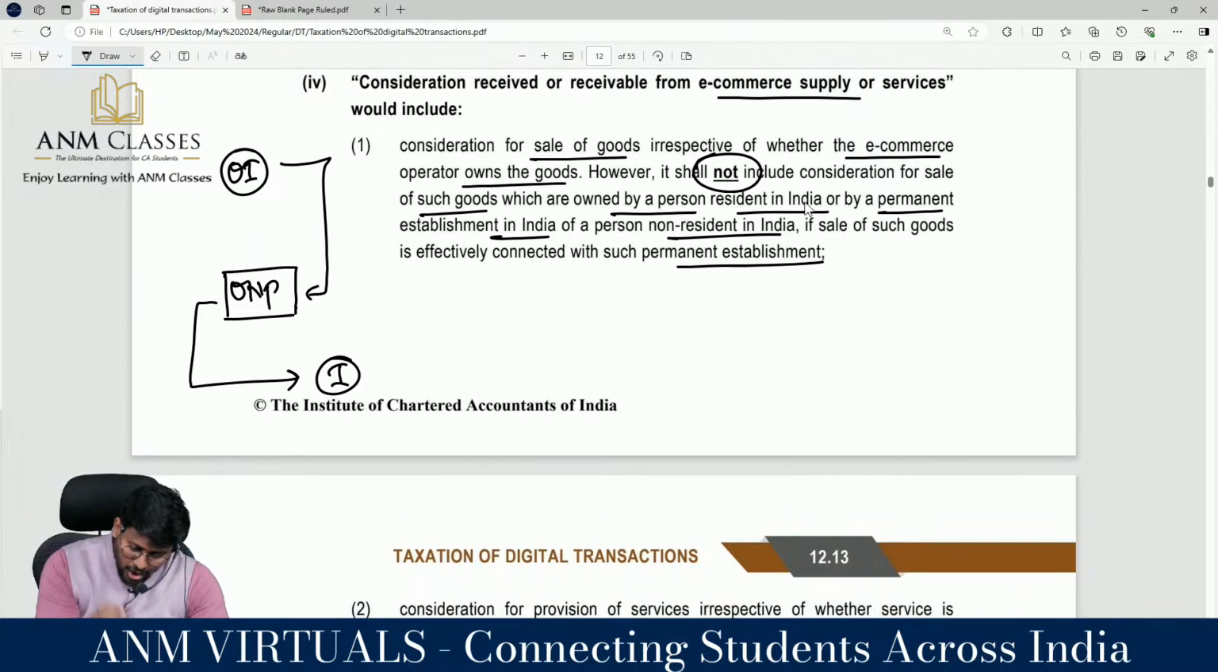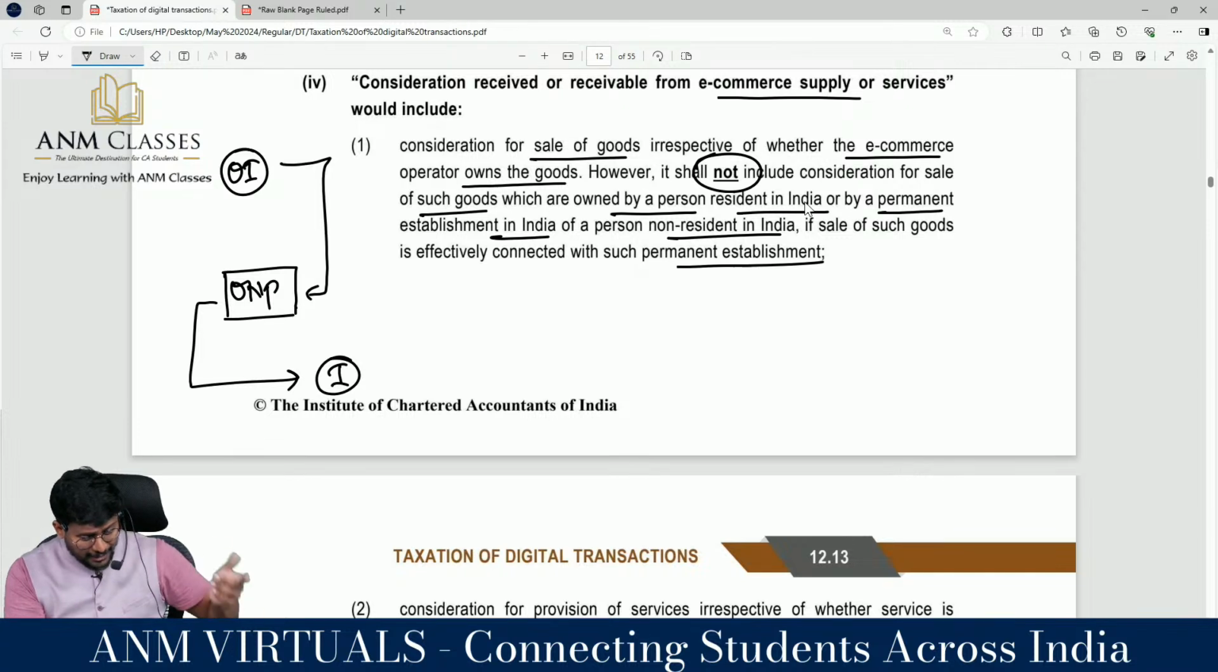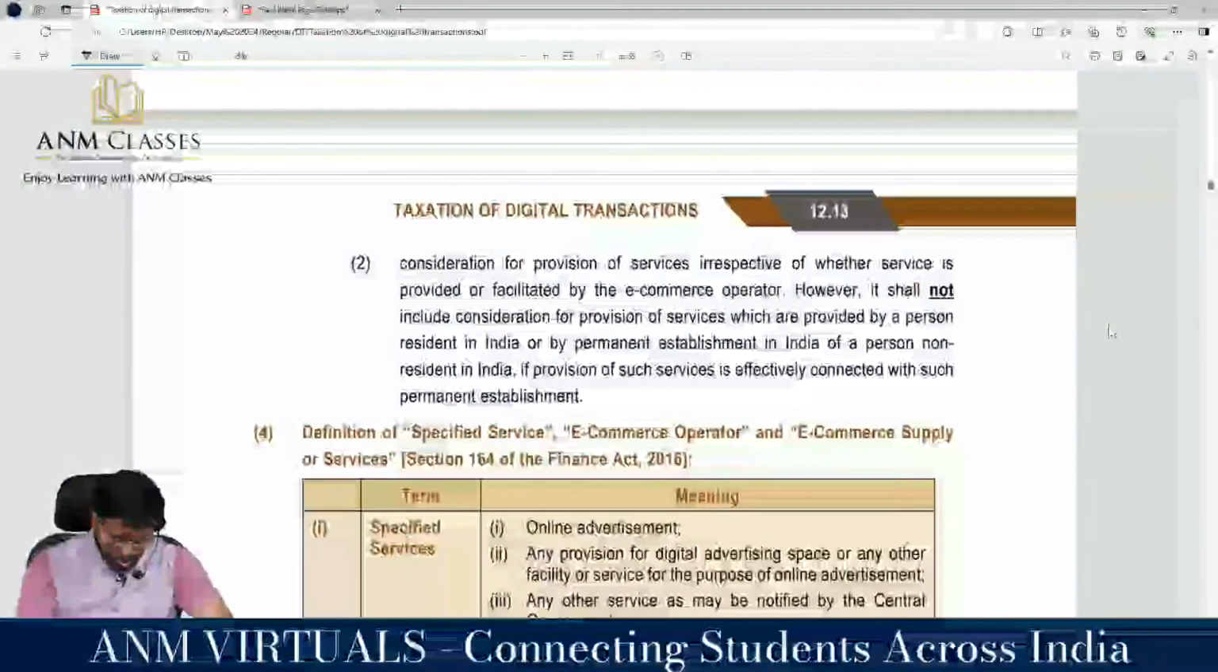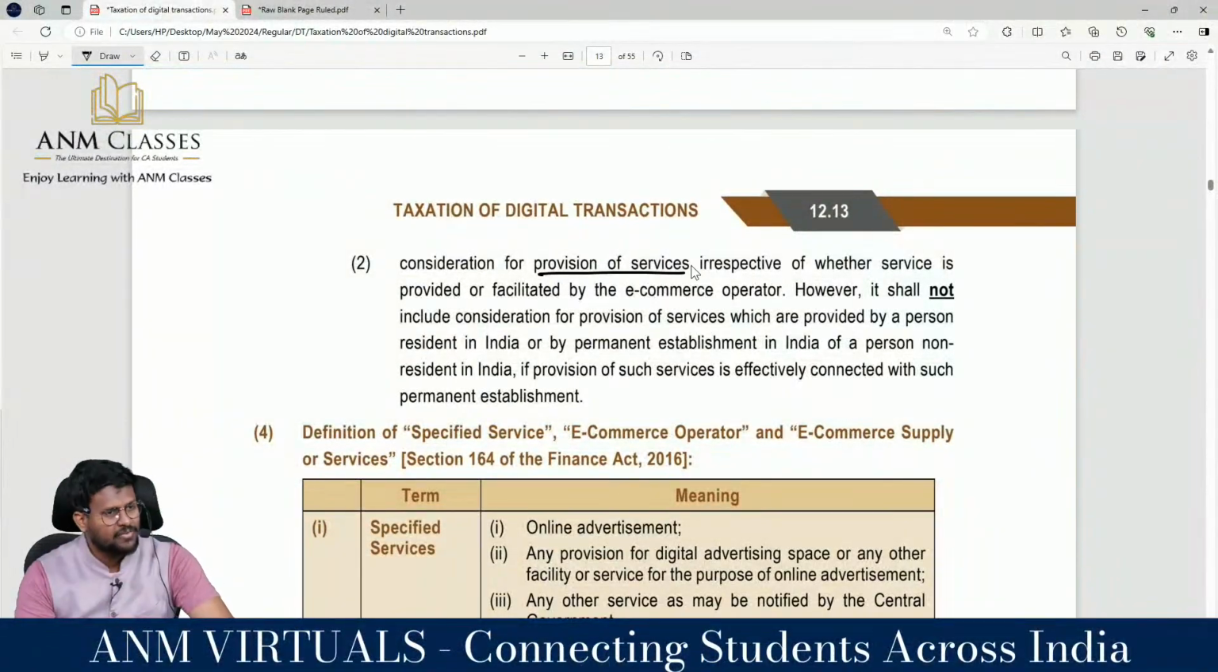However, it shall not include the consideration for sale of such goods which are owned by a person in India or by a permanent establishment in India of a person non-resident in India, if sale of such goods is effectively connected with such permanent establishment in India. The second one, consideration for provision of services.